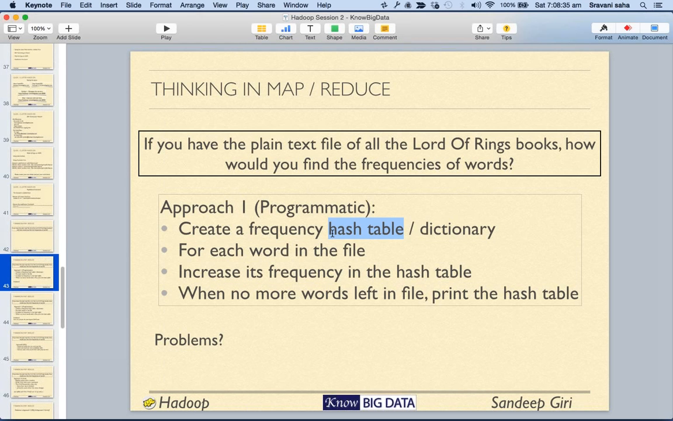So you go through one word at a time from the file. You pick up the word from the file and check against the hash table whether it exists or not. If it exists in the hash table, increase the frequency. If it doesn't exist, then add it into the hash table with the frequency as 1. And keep on doing it for all the words until all words are finished. Basically you are maintaining the count in the hash table for each word.